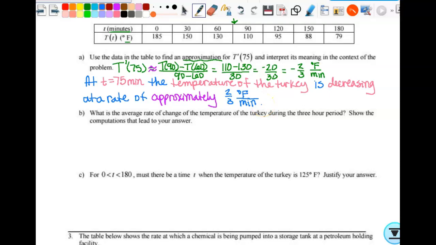Oh, I did the wrong color. Hang on, I was trying to be consistent here. So this is my answer. I know y'all aren't color coding yours, but I was trying to color code mine right. 2/3 degrees Fahrenheit per minute.